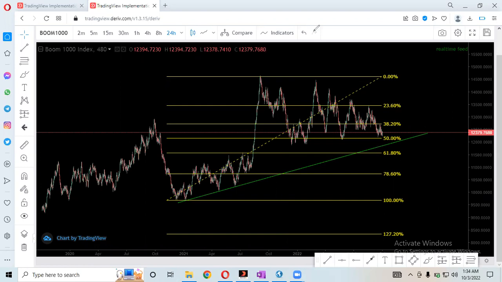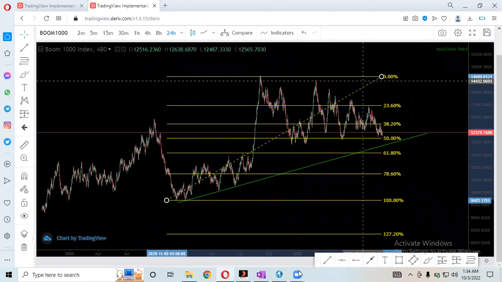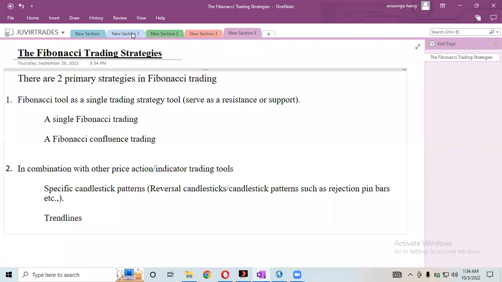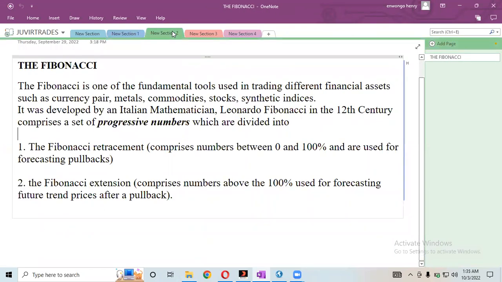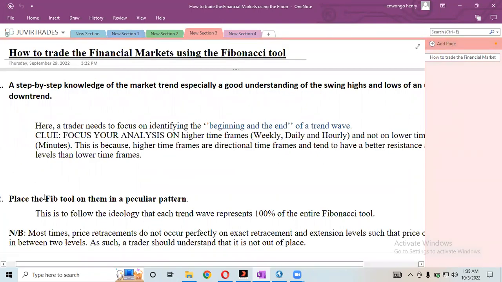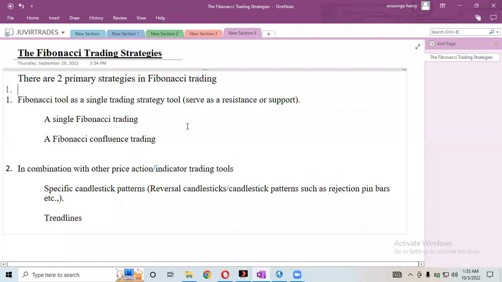Now, with that, I would like to call this tutorial to an end. I'll give a recap of what we've done so far. Fibonacci in itself is a price action tool that will help you to trade pullbacks and extension levels, if only you know how to identify your swing highs and swing lows and then place the Fib tool in a peculiar pattern. When you do this, please also remember that you can use a single Fibonacci tool or you can use it in confluence with other price action tools such as specific candle patterns, indicators, and trend lines. As you continue to trade successfully and make money, I see you going on your way forward.